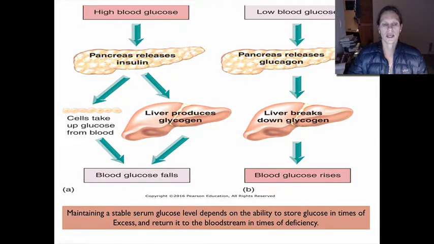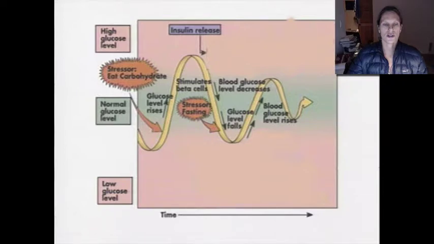So the ability to maintain stable serum glucose level depends on the ability to store glucose in times of excess and return it to the blood in times of deficiency. So there's a range in which glucose is maintained, and that is dictated by insulin levels and glucagon levels. Blood sugar should never get really high if insulin is present, and it shouldn't get too low if glucagon is present. So you can kind of see here as the blood glucose levels rise, you eat a carbohydrate or anything, but carbohydrates are a good way to get blood glucose up.